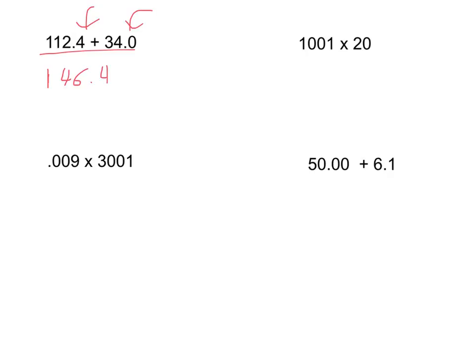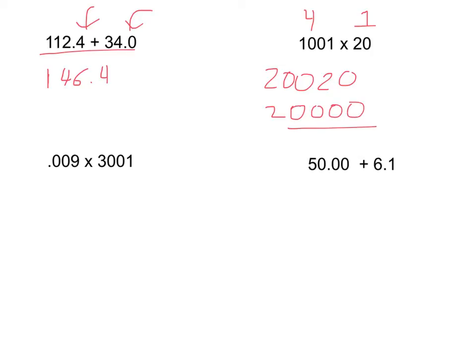Let's try the second one, 1001 times 20. When I put that into my calculator, I get 20020. Multiplying and dividing means we have to think sig figs. 1001 has 4 sig figs, because those trapped zeros are significant, but 20 only has 1, so my answer can only have 1. So I've got to make sure that I convert this to just this.